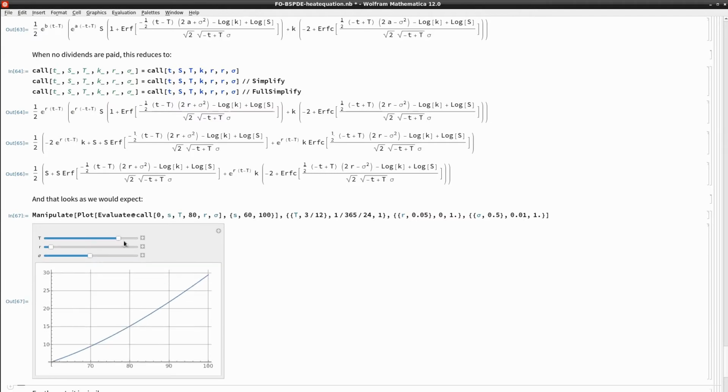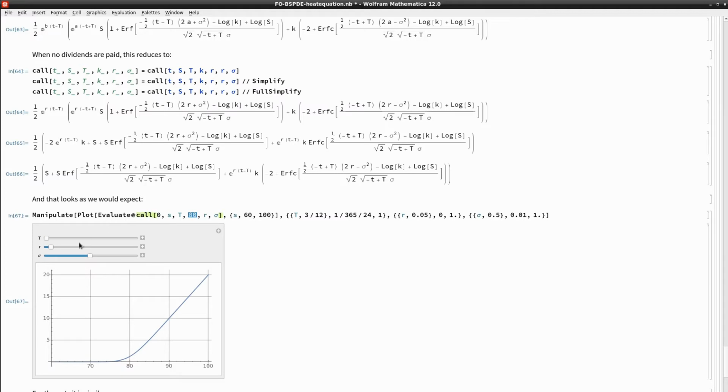Let's change the time to expiration. Long time, we get a smooth white curve. Short time to expiration, we're approaching the kink at the strike. I have the 80 strike here, and the interest rate doesn't make much of a difference, but the volatility does. Small volatility and small time to expiration really gives us this hockey stick curve, and larger volatility and larger time to expiration give us smoother curves, almost like a straight line.